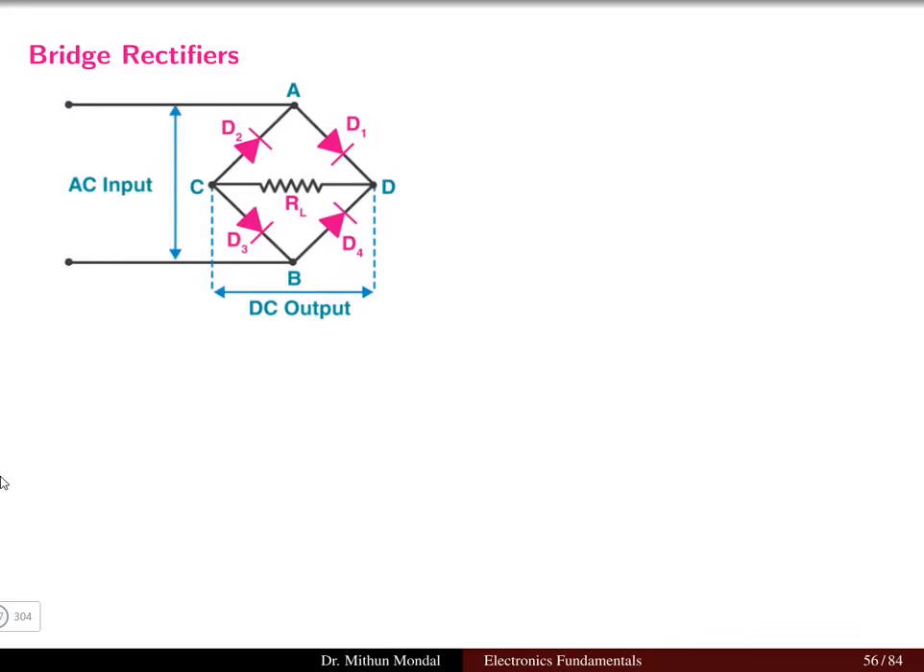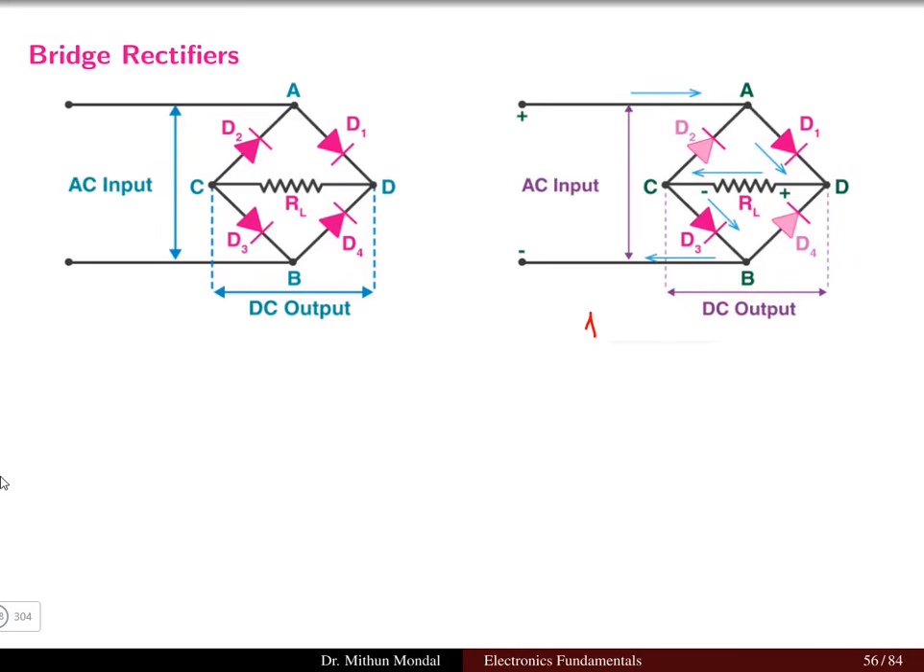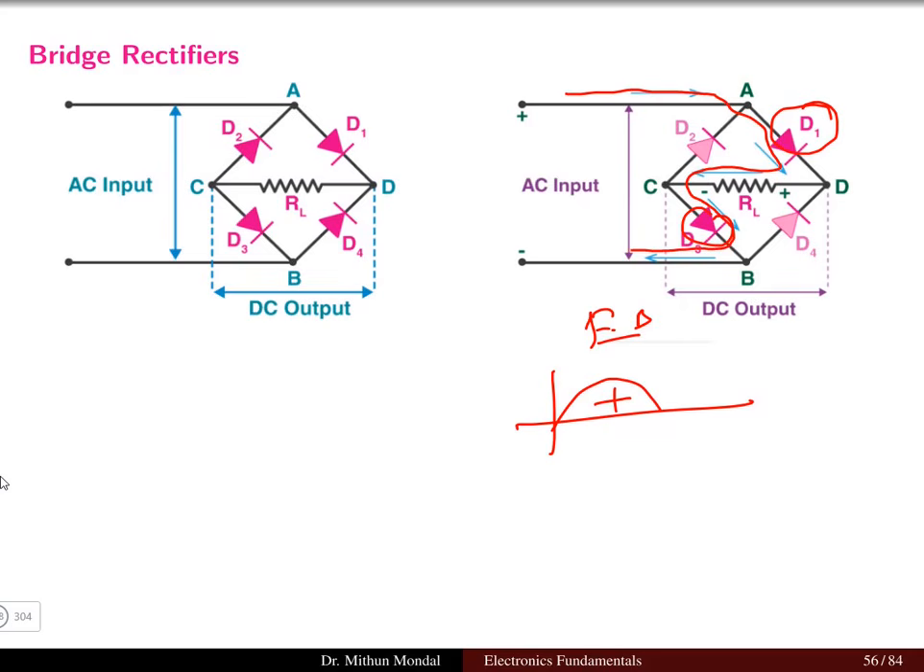Now in the bridge rectifier, we have four diodes: D1, D2, D3 and D4. The AC input is applied at the input side, and through the load resistor we are getting the DC out. So what is happening in the forward biased, or positive half cycle? If you take the positive half cycle, diode D1 and diode D3 will conduct. The current will flow in this way, whereas diode D2 and D4 will be off, or reverse biased.